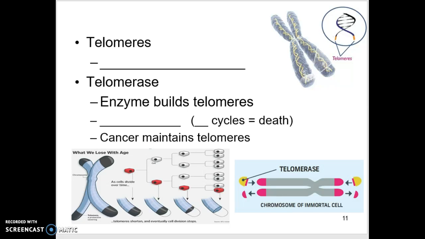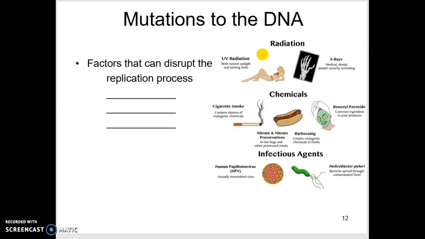So a lot of times when we're looking at cells and they're going through the replication process, we try to keep an eye on things that can cause mistakes, these errors in replication. So there's a lot of factors that can disrupt the replication process. There are things like UV radiation, solar radiation from the sun, X-rays, different chemicals.